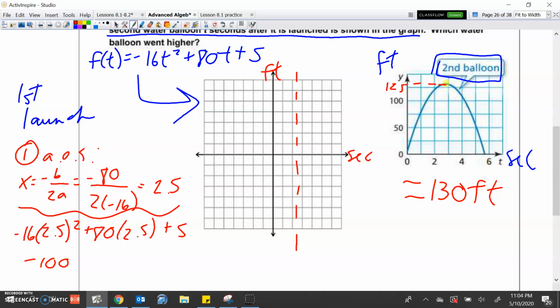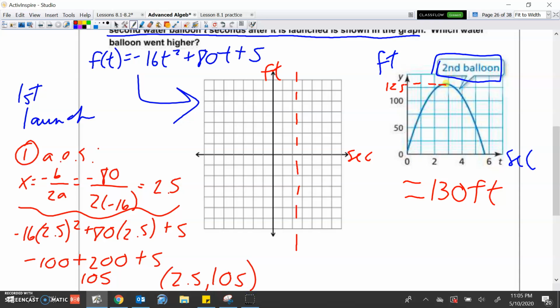All right, then 2.80 times 2.5 is going to give me 200. I add 5. So negative 100 plus 200 is 100. And then 100 plus 5 is 105. Okay, so that means my vertex is the point 2.5, 105, which really means that at 2.5 seconds, we're going to be 105 feet in the air.